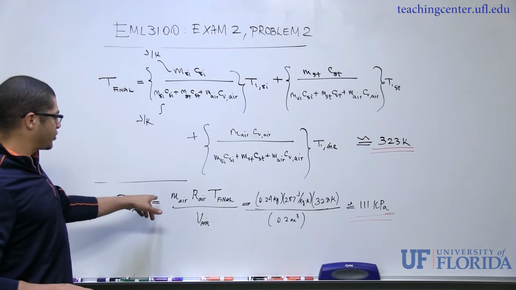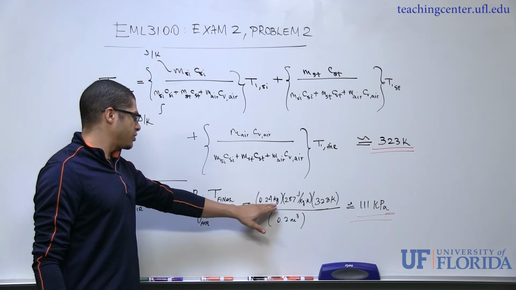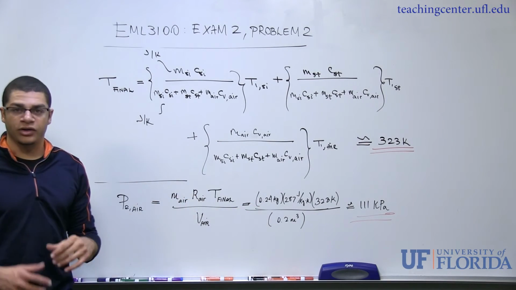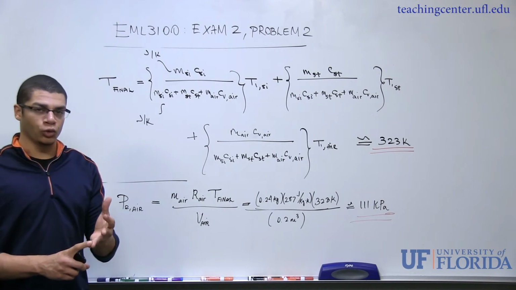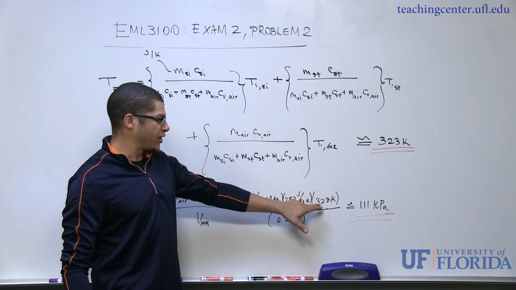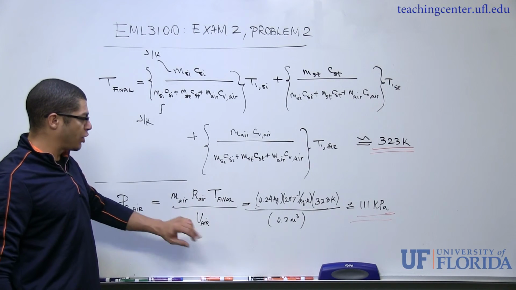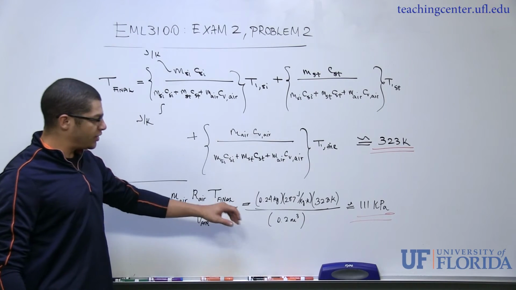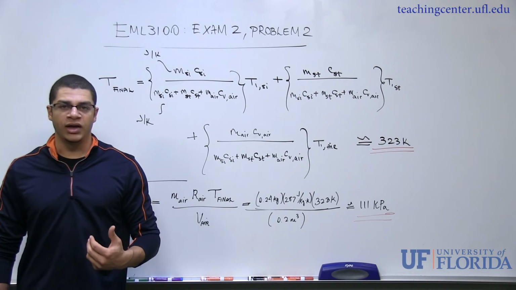So plugging in values, I think from a previous part of the problem we found that the air mass was 0.24 kg. The specific gas constant for air is nothing more than a ratio between the universal gas constant and the molecular weight, and that gives us 287 joules per kilogram per Kelvin. Plugging in the final air temperature of 323 Kelvin, and then finally dividing by the air volume inside the container of 200 liters or 0.2 cubic meters, this gives us an air pressure at state 2 of approximately 111 kPa.